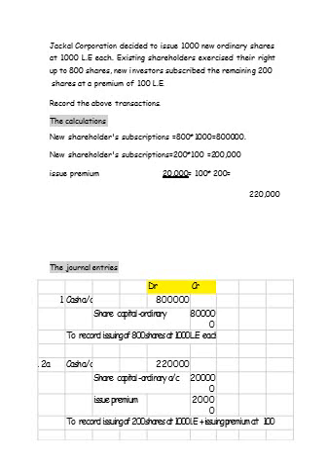Then we have here, assume that the Jekyll company has decided to issue 1,000 new ordinary shares of 1,000 pounds each. Existing shareholders exercised their right up to 800,000, and the new investors subscribed for the remaining 200 shares at a premium of 100 pounds per share. And the question is, what is this story? I would call it here a rights issue.